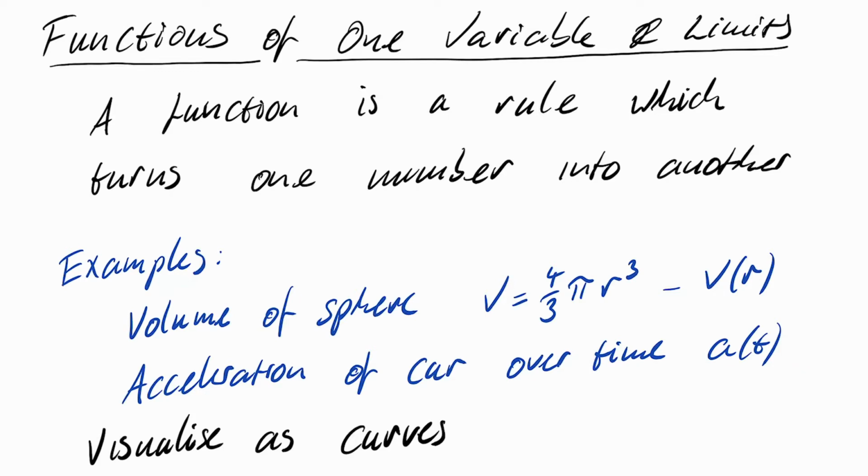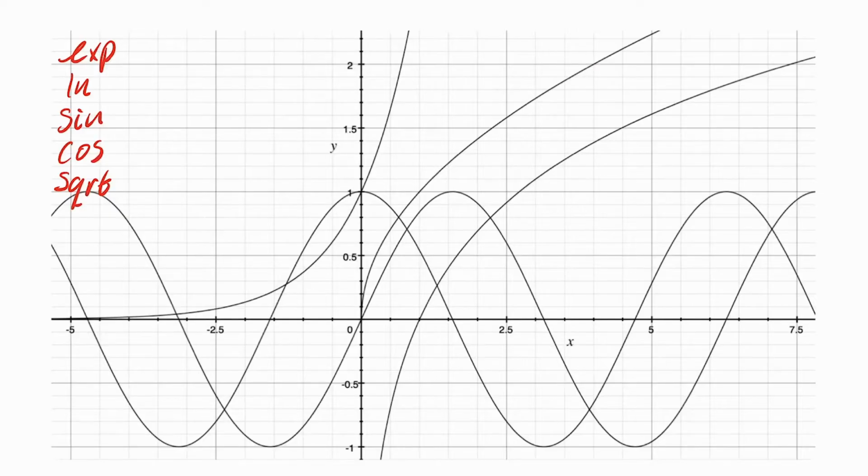Typically, we visualize these as curves in some sort of diagram, typically on a Cartesian diagram. Here's some examples of functions you're familiar with. Let's just see if we can identify them. So here's a bunch of functions all drawn on the same Cartesian plot. Let's just see if we can pick them out. Let's start with the exponential function. Where can we see this on the plot?